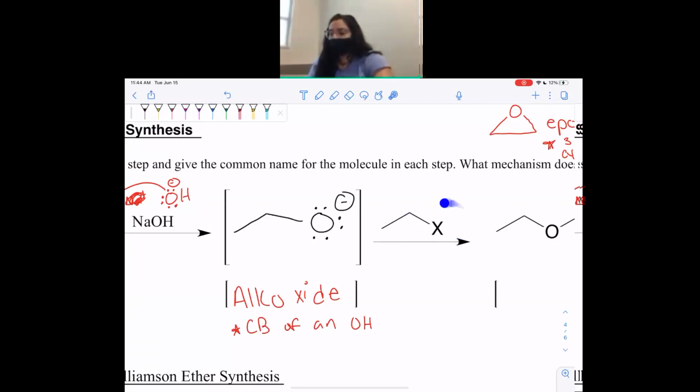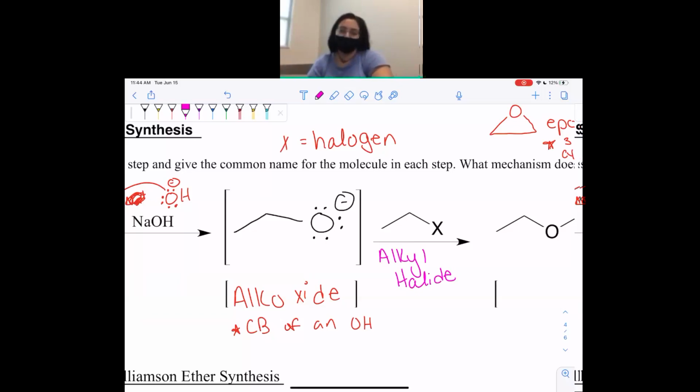So X stands for what? This might be something that they just assume you know, or this might be something they covered in Orga 1. It's a little bit more specific than heteroatom. It's a halogen, yes. So I'll write that up here. X equals halogen. And so essentially anything with a carbon chain with a halogen on it is going to be an alkyl halide.